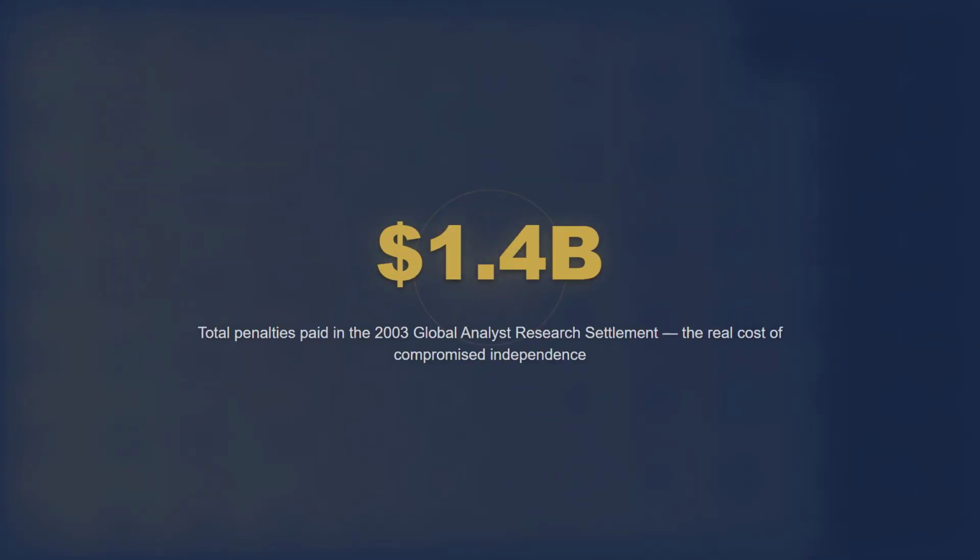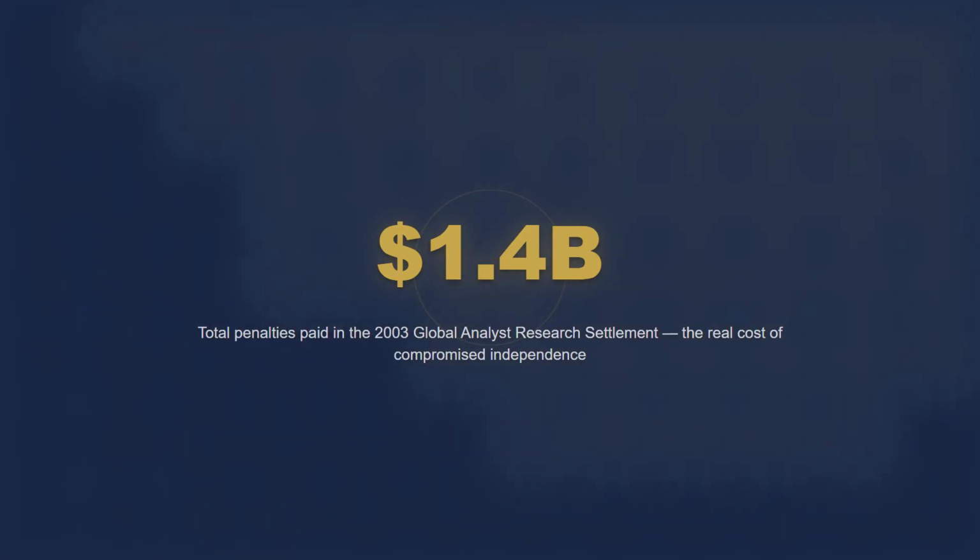$1.4 billion. That is the total penalty paid by 10 of the world's largest investment banks in a single settlement. The charge? Their analysts were issuing buy ratings on stocks they privately called junk because their independence had been compromised. Standard IB exists because this actually happened. The exam tests exactly one thing here. Do you know when an analyst's independence is at risk and what they must do about it?